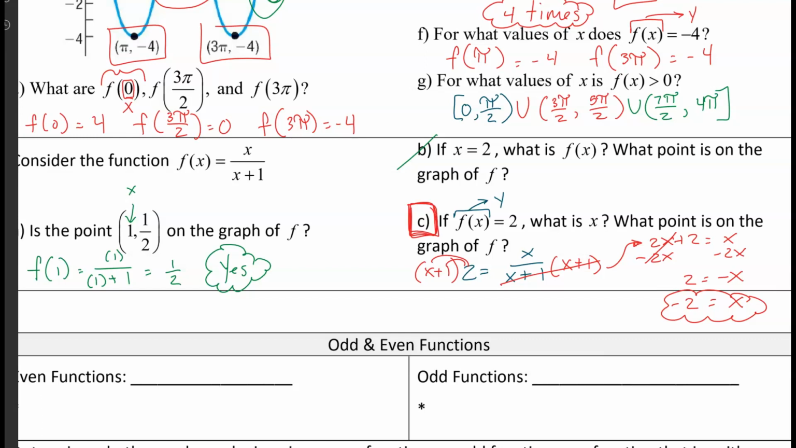No, I know you guys have been taught x needs to be on the left. It means the same thing. Yeah, you need to write it as an ordered pair. It asks for what point is on the graph of f. So you would write your x value, which you now know is -2, and your y value is 2. And then you're done. Any questions so far?